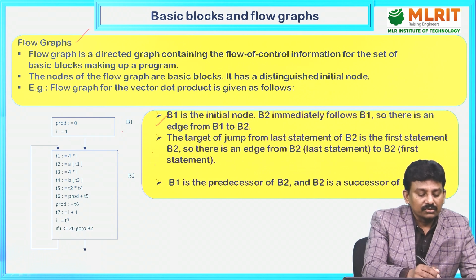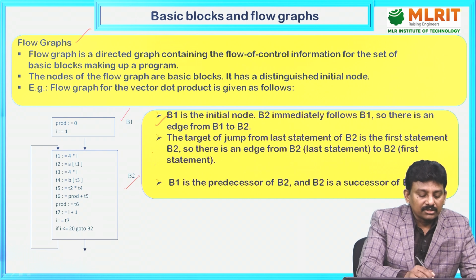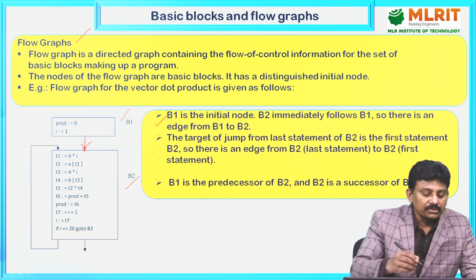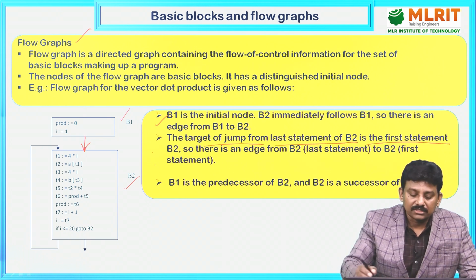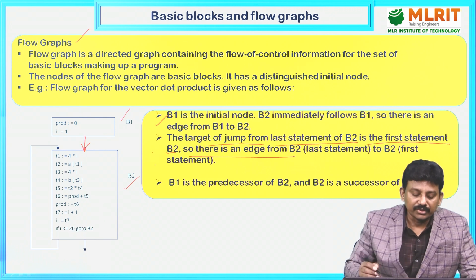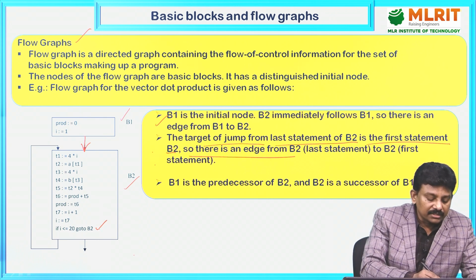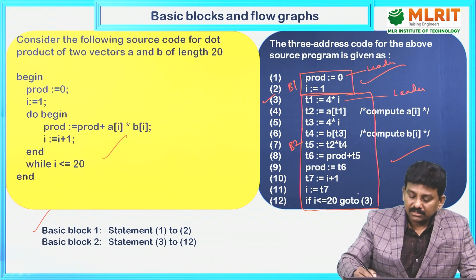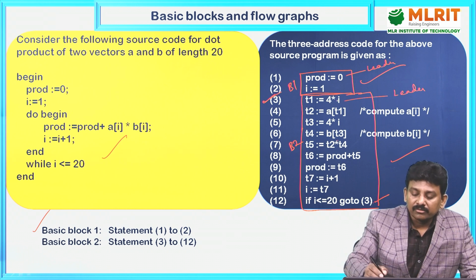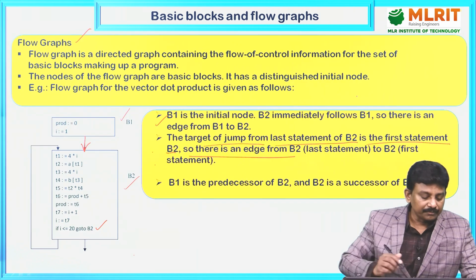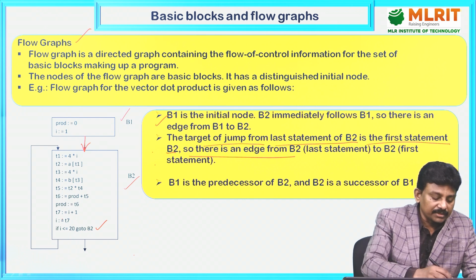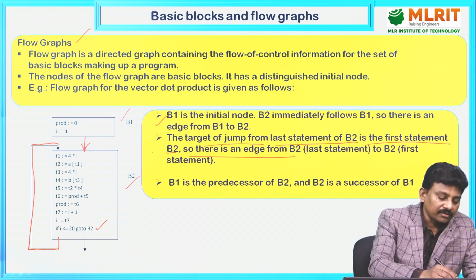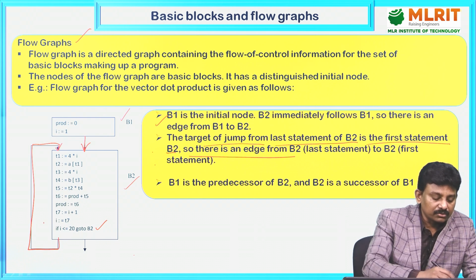In the given source code, the first block is B1, the second block is B2, so there is an edge from B1 to B2. Next, the target of the jump from the last statement of B2 is the first statement of B2. So there is an edge from B2. Here the target of the conditional statement, if I less than or equal to 20 go to 3, label 3, contains the statement T1 is equal to 4 into I. Here I will write if I is less than or equal to 20 go to B2. B2 means its first statement. So there is an edge from the last statement of B2 to the first statement of B2.